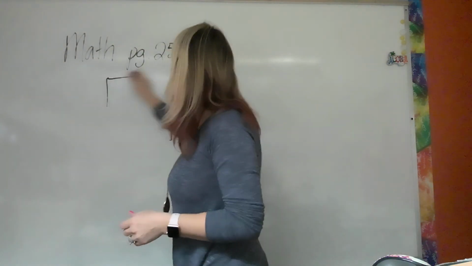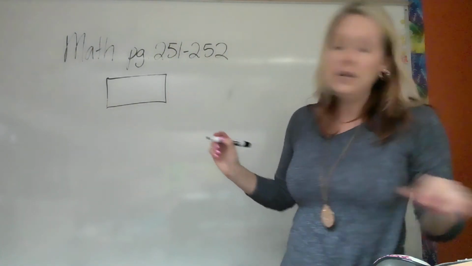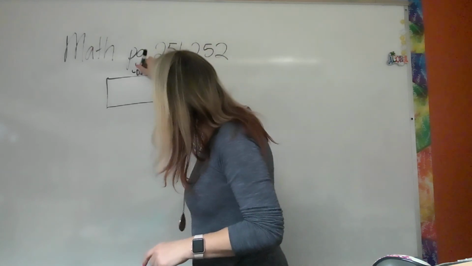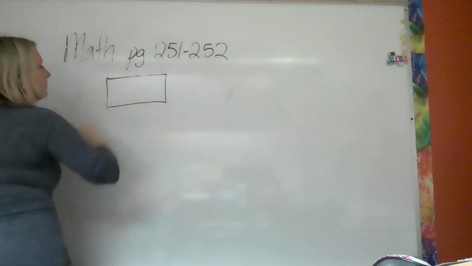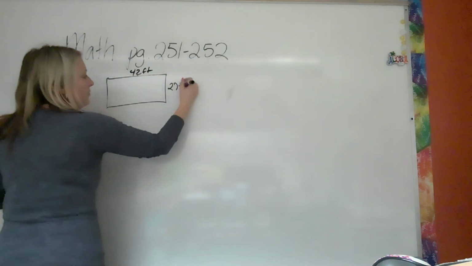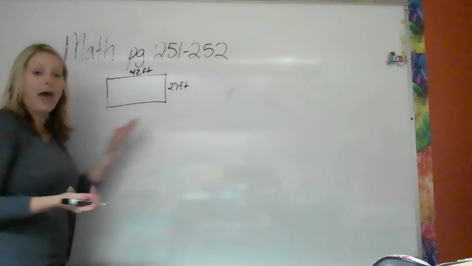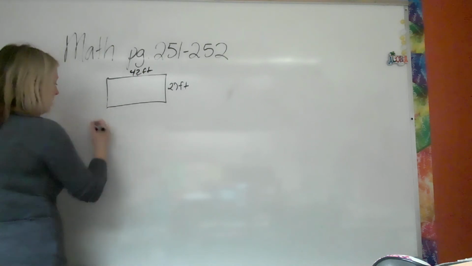So we'll go ahead, we'll make our rectangle, and we'll remember that he says his is 42 feet. Whoop, I forgot the 2. Okay, let's do that again. 42 feet by 27 feet, right? Okay, so you have your choice. You can do the adding or you can do the multiplying. Let's do both so you can see how they both work, okay?